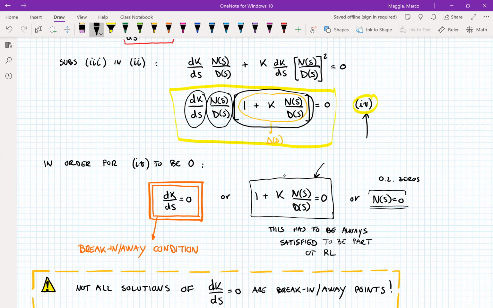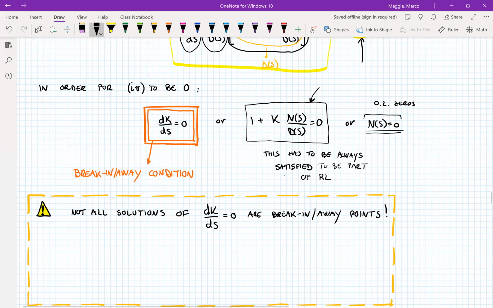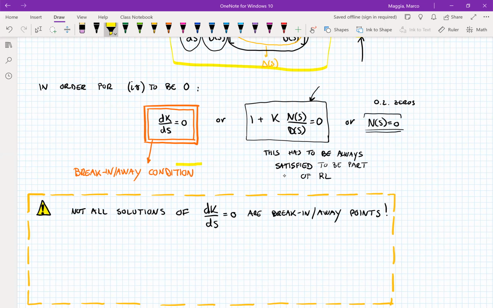So there's nothing new. The new condition that we have instead is dk over ds equals 0. That is, the first derivative of k with respect to s is equal to 0. And this is the actual break-in or breakaway condition.